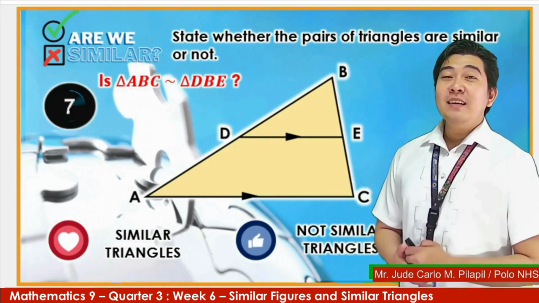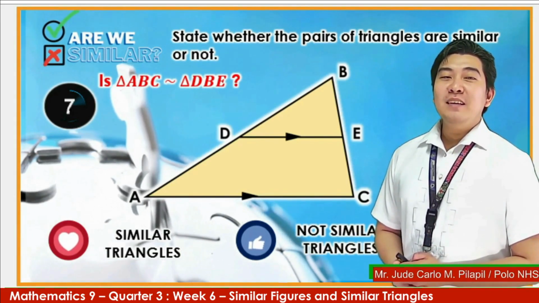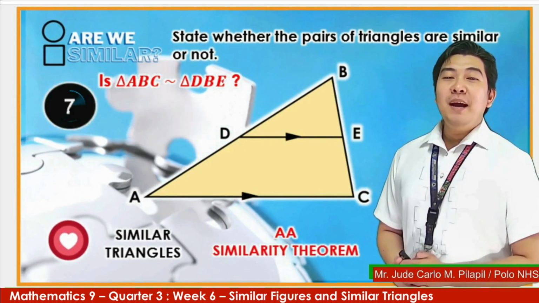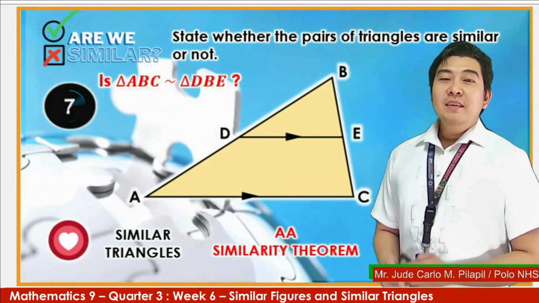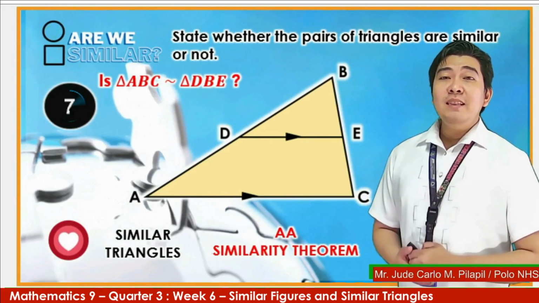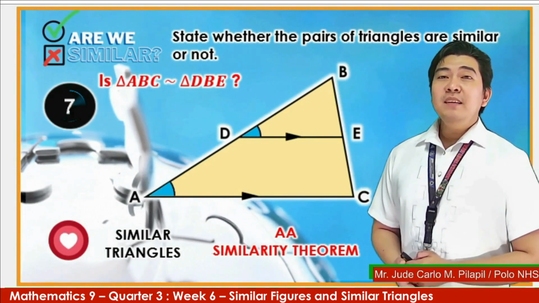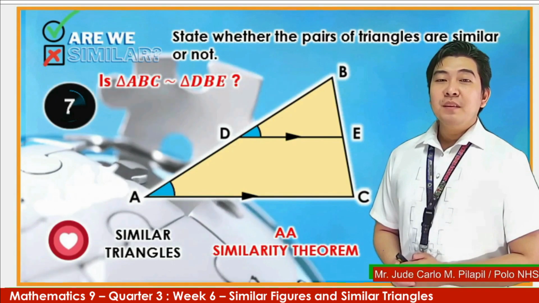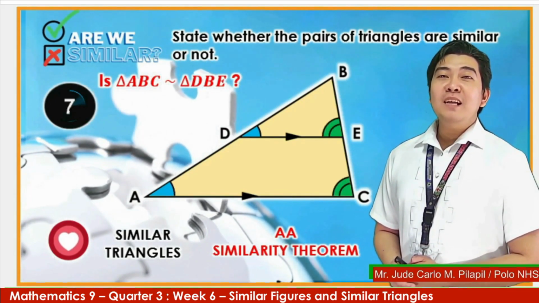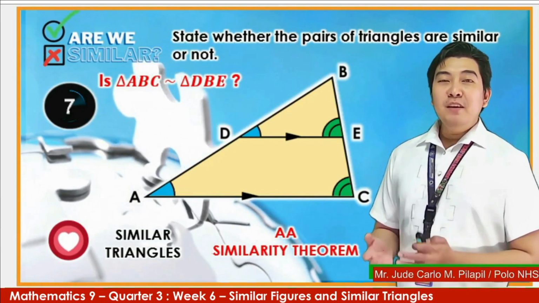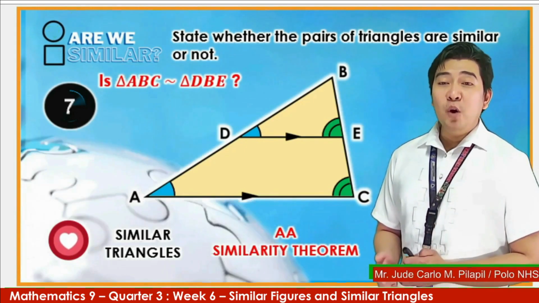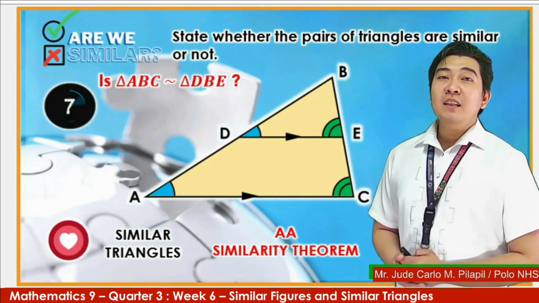If you answer triangle ABC is similar to triangle DBE, then you are correct. Yes, they are similar by AA Similarity Theorem. Since segment DE is parallel to segment AC, then we can say that angle BDE is congruent to angle BAC. Same with the pairs, angle BED is congruent to angle BCA. The pairs of angles are congruent because these are the corresponding angles formed by two parallel lines cut by a transversal.